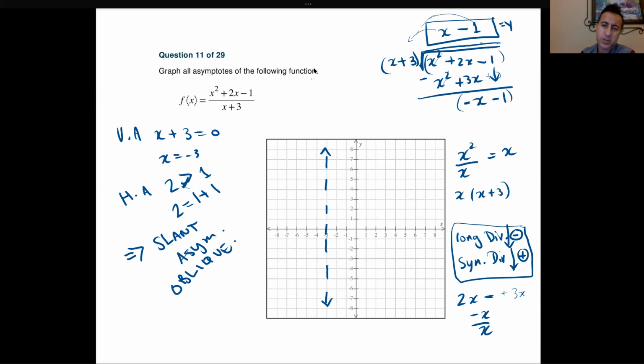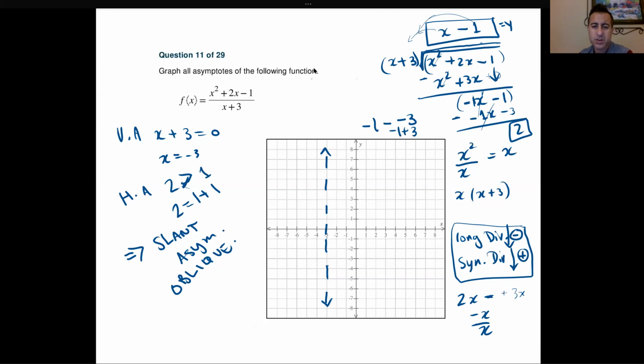Then we're going to distribute again. Negative 1 times x is negative 1x. Negative 1 times 3 is negative 3. Then we subtract down. So this is negative 1x plus 1x out. So this is what I'm talking about if you have multiple negatives. So it's negative 1 minus negative 3, which is negative 1 plus 3, which is 2.